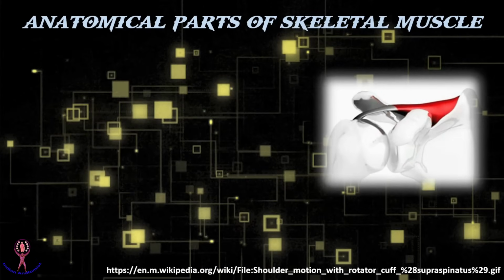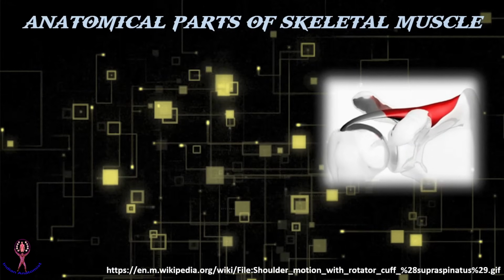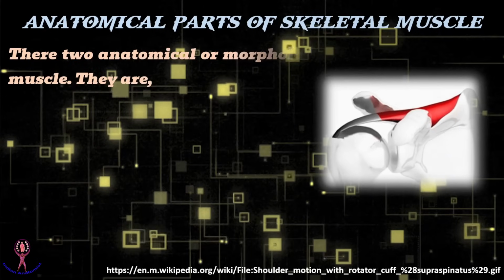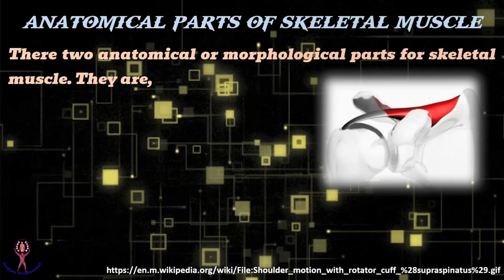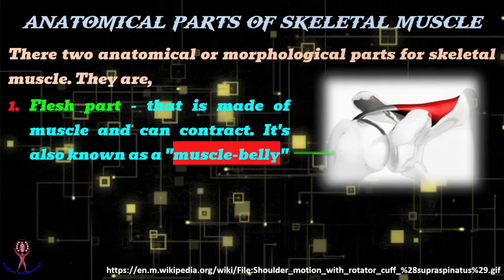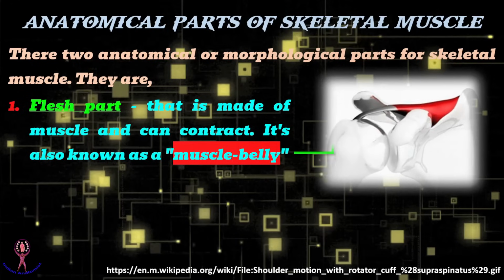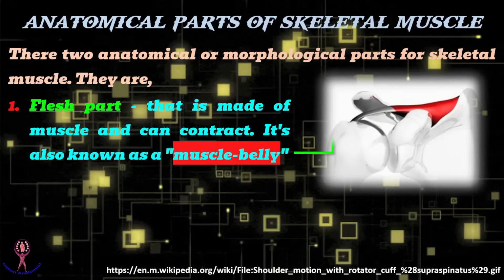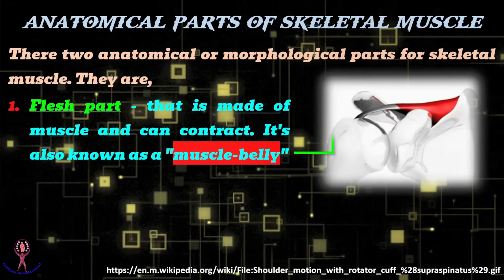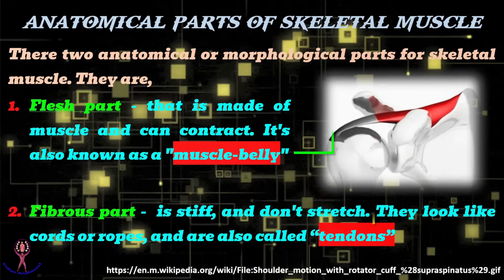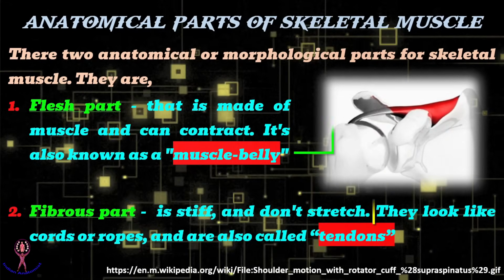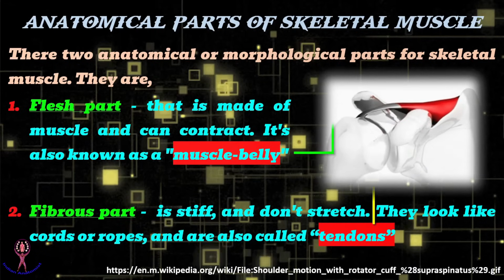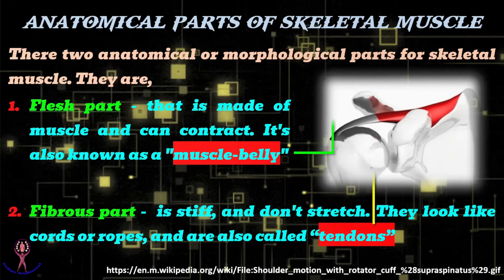Now coming to anatomical parts of skeletal muscle, there are 2 anatomical or morphological parts. They are: 1. Fleshy part, which is fully made of muscle tissue, and can contract. It's also known as the muscle belly. And 2 is fibrous part, which is stiff, and doesn't stretch. They look like cords or ropes, and are also called tendons.